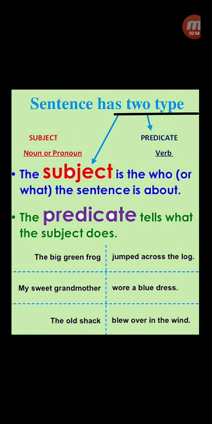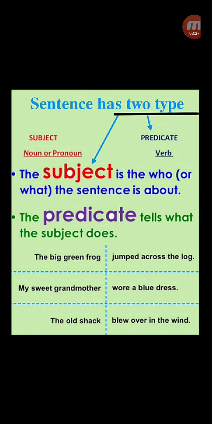And if we are confused, if we don't know who is the subject, so what will you do is first find out the verb and then you will ask yourself a question. Who jumped across the log? You will get your answer as the big green frog. Yes, so here when you want to know the subject, you have to ask a question, who? Right?